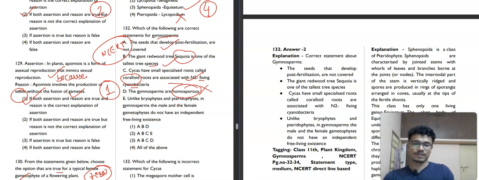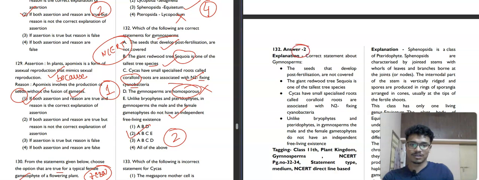Gymnosperms are heterosporous. Now, unlike bryophytes and pteridophytes, in gymnosperms the male and female gametophytes do not have an independent free living existence. It is also correct. So what is wrong? I mean correct ones: A, B, C, E. A, B, C, E, the second option will be our correct answer.